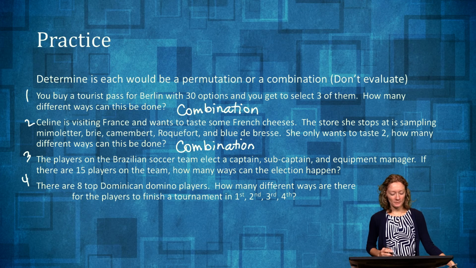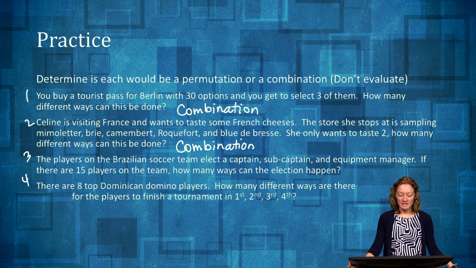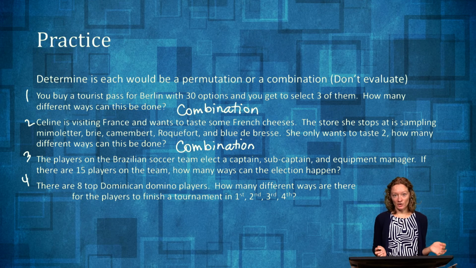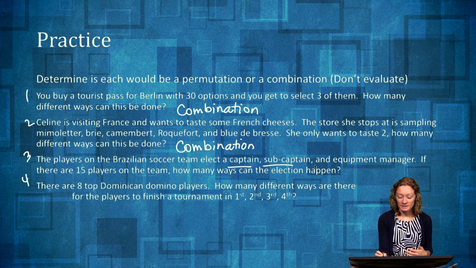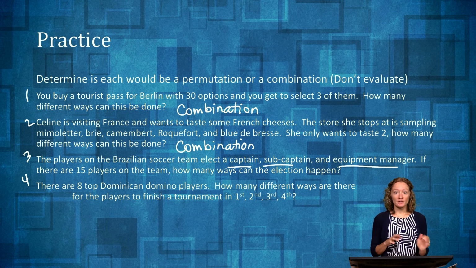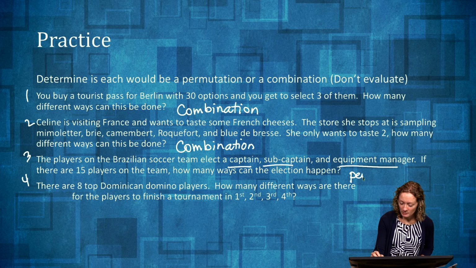Okay, number 3. The players on the Brazilian soccer team elect a captain, sub-captain, and equipment manager. If there are 15 players on the team, how many ways can the election happen? Does the order matter? This is a little tricky because it doesn't necessarily say first, second, third, but it's a different meaning to get captain, to get sub-captain, and to get equipment manager. So while it's not necessarily first, second, third, you could think of them as captain first, sub-captain second, equipment manager third. There's a difference in which position you get, so the order does matter. It's a permutation.